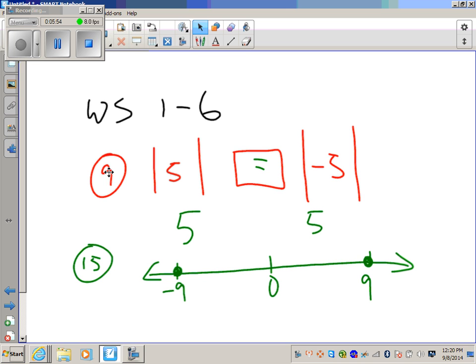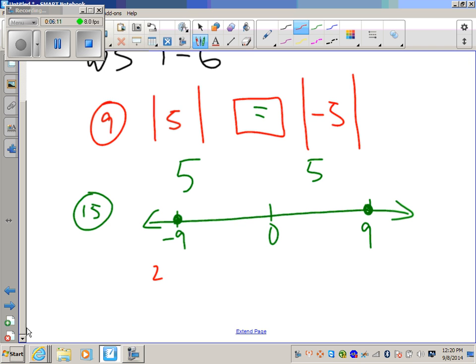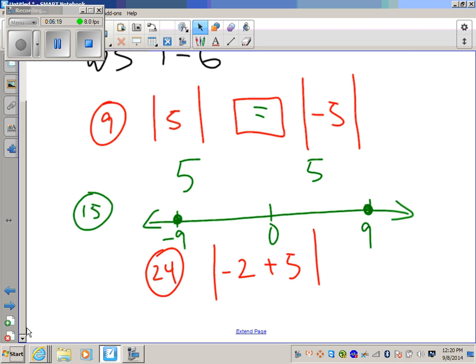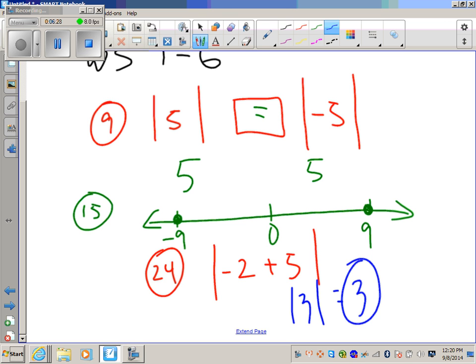21 through 30, find each absolute value. Okay. What do you do with number 24? What do you do with number 24? It's the absolute value of -2 plus 5. What is -2 plus 5? What's the absolute value of +3? 3. Simplify what's on the inside and find the absolute value of that.